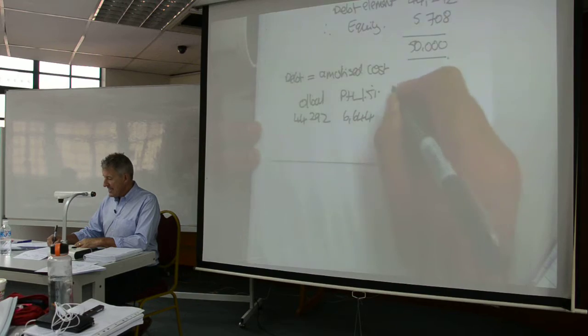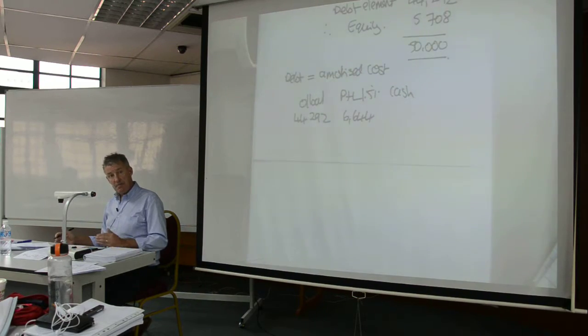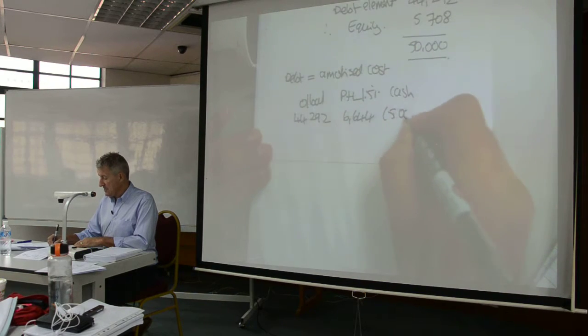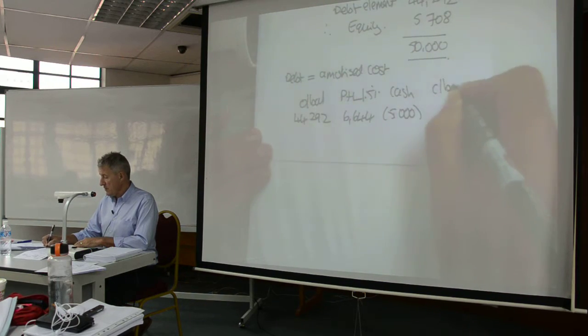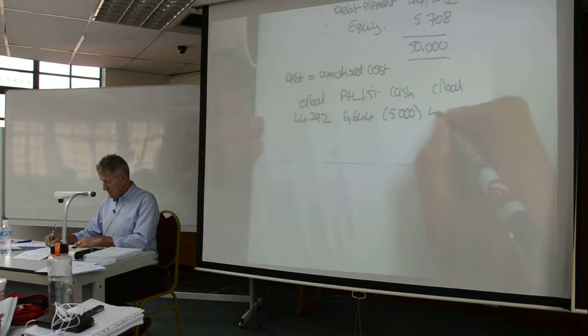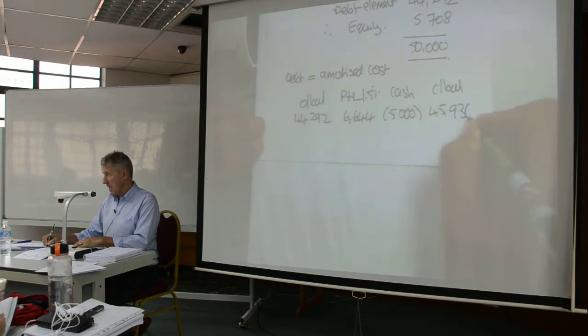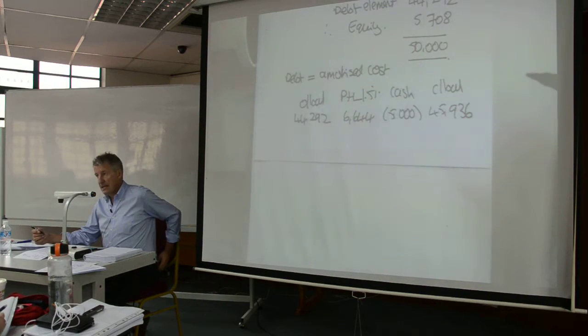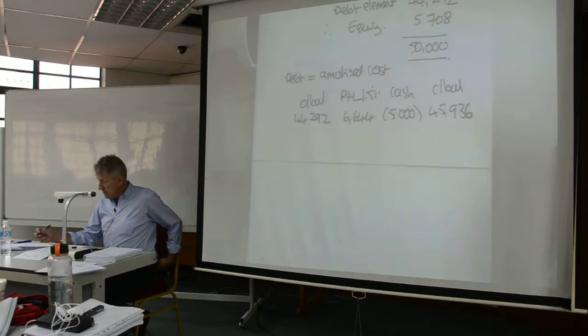The amount of cash that you are paying is 5,000. And this would then give you the closing balance. So 44,292 plus 6,644 minus the payment of 5,000 gives you ultimately 45,936. So the amount of the closing liability that you have is 45,936.